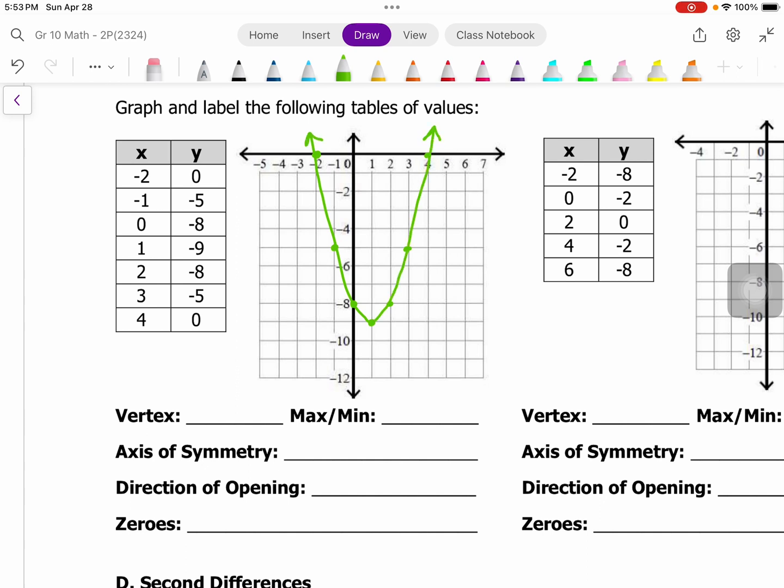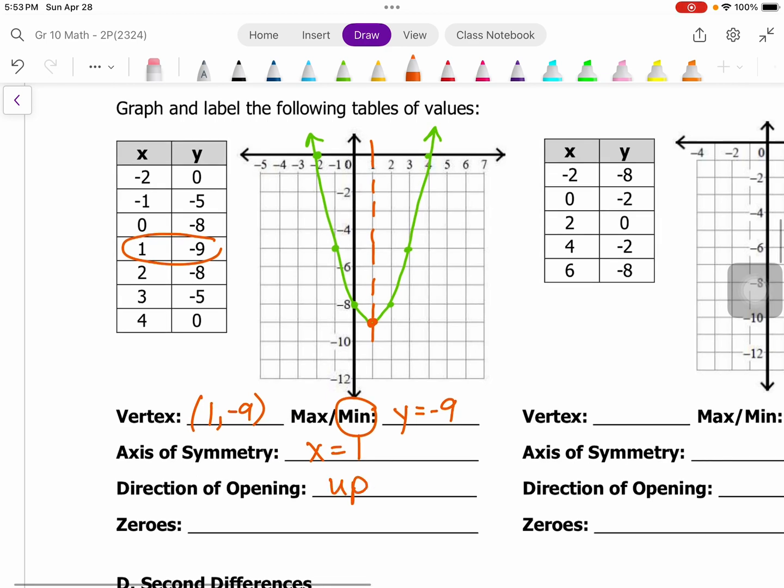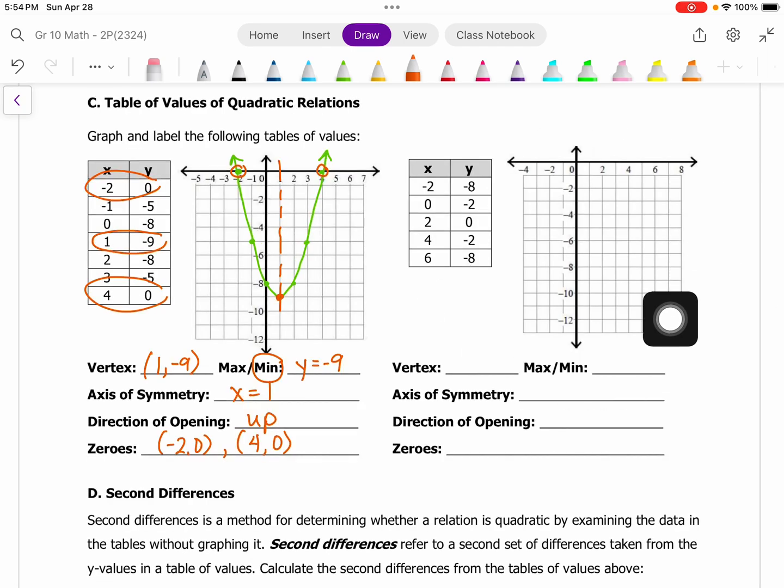Now these extend in both directions. Our vertex is over here. That's this point, 1, -9. This happens to have a minimum value, so that happens when y is equal to -9. The axis of symmetry coming through is at x equals 1. This opens up, and the zeros are when y is 0, so we have -2, 0, and 4, 0. So you can try that with one more over here.